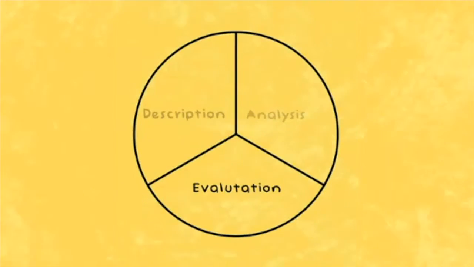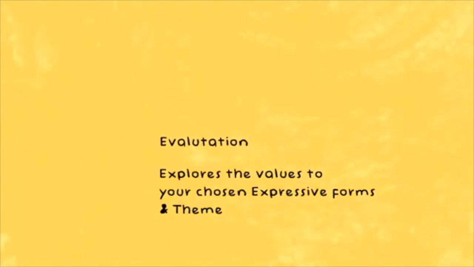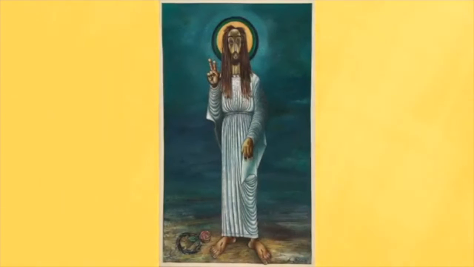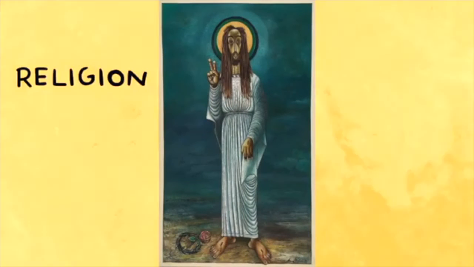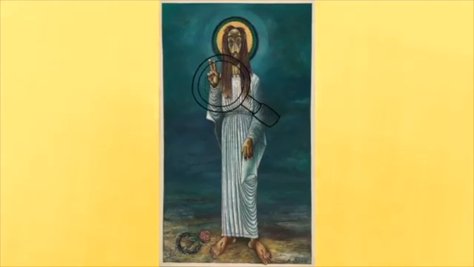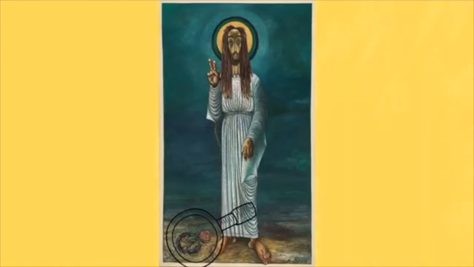The evaluation explores the value of the artwork to your chosen expressive forms and theme. There are several themes one can attach to Jallives, but perhaps the most obvious one is religion. This is evidenced by the Christ figure, the halo around his head, which is a symbol of divinity, and even the crown of thorns on the bottom left of the painting, which is also associated with the story of Jesus Christ.